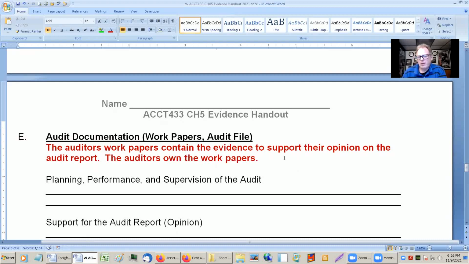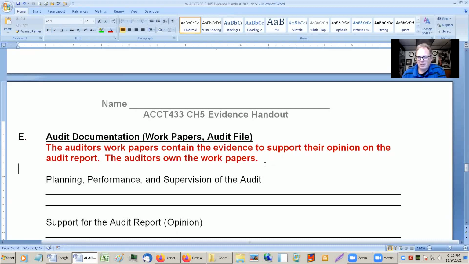So the auditors own the work papers. The client does not. And the client will not be allowed to look at the work papers either. Why? You don't want them to know what your level of materiality is, and there could be other things, maybe there's questionable people in management, that sort of thing.